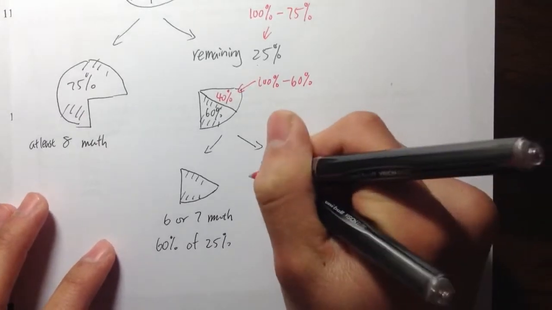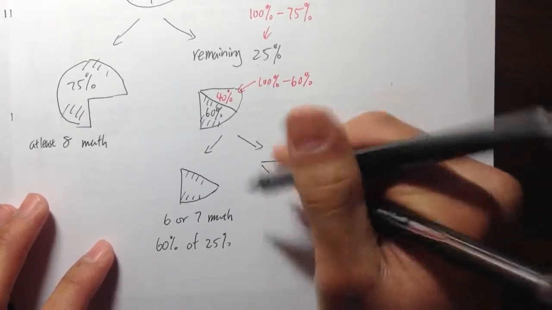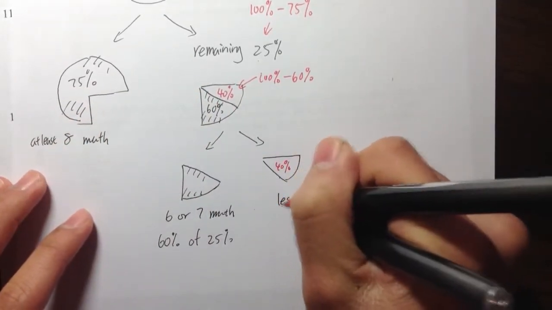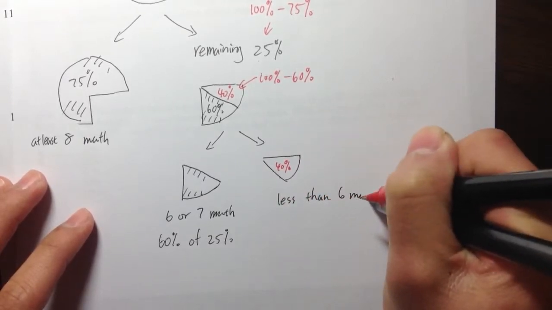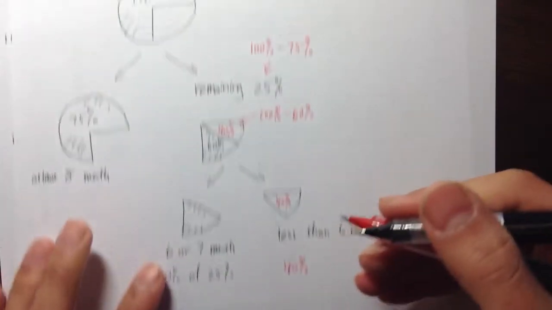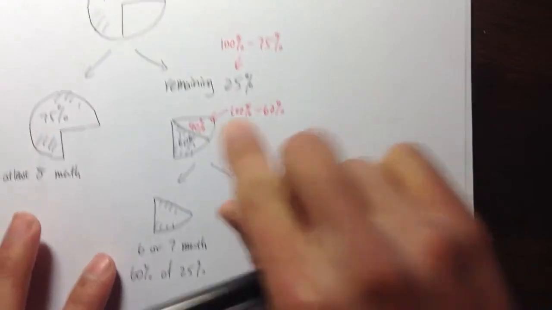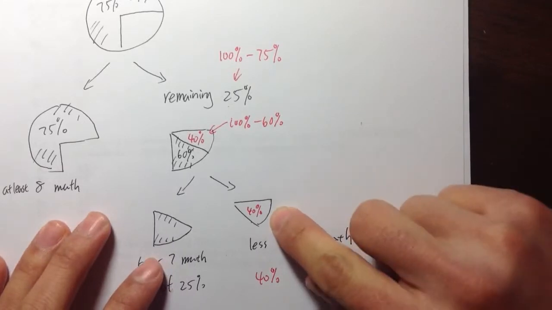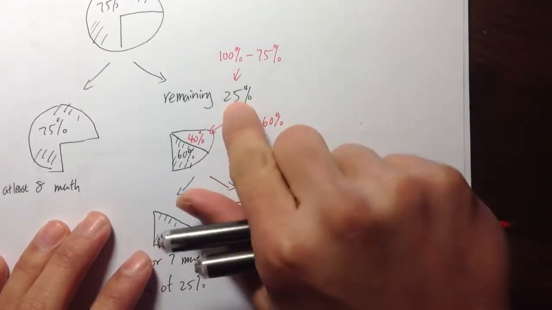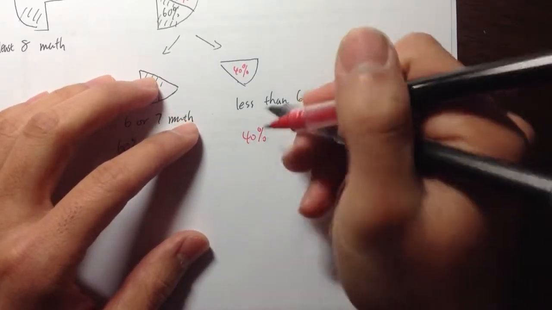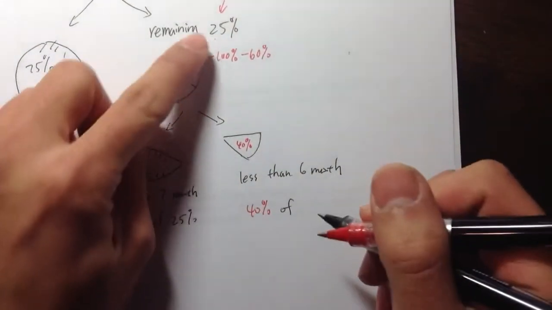So this part right here, this is the 40% of students, right? So less than 6 math courses. It's 40%, but it's not 40% of the entire. It's only 40% of the remaining, which was the 25%, right? This 40% only represents the 40% of the 25%. So the percentage of the students who took less than 6 math courses is 40% of the 25%.